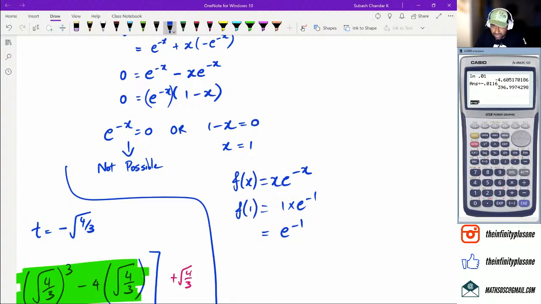Now somebody asked me this before, can I actually leave it as decimals? But in this case, the turning point, I'm going to leave it like this.